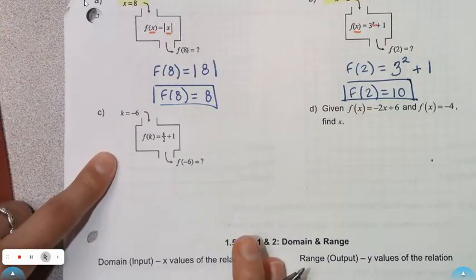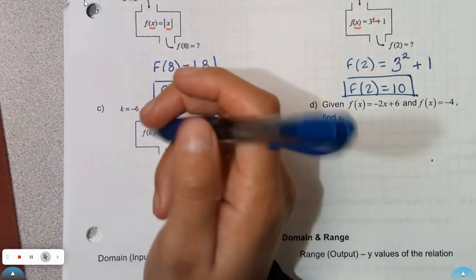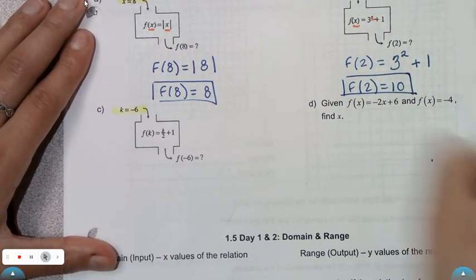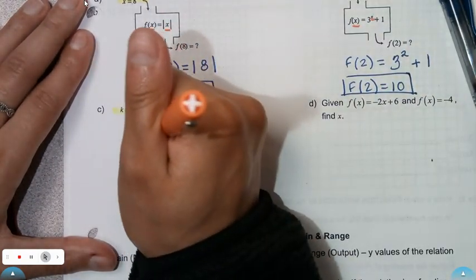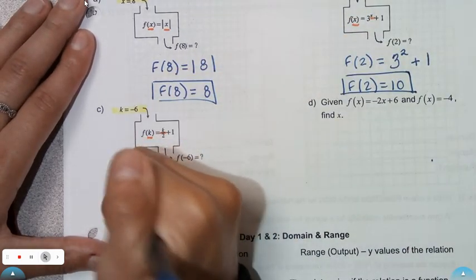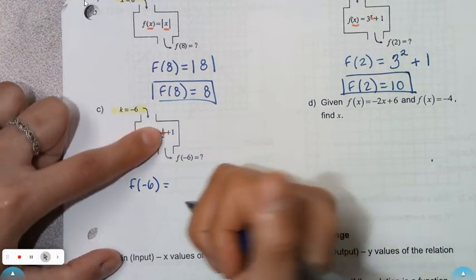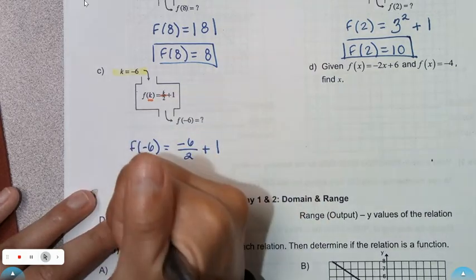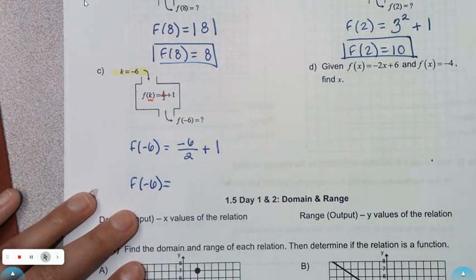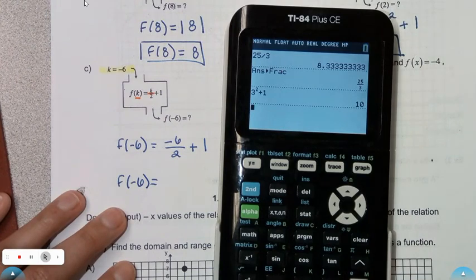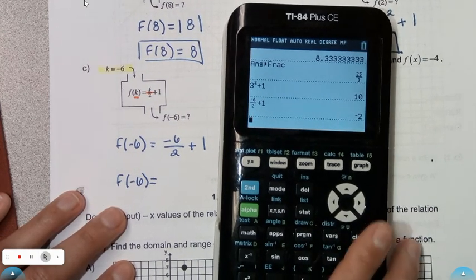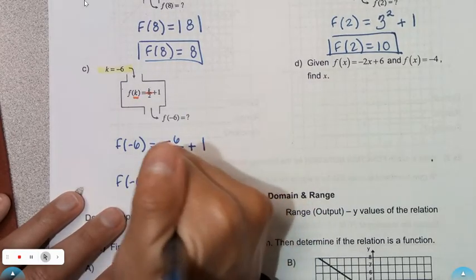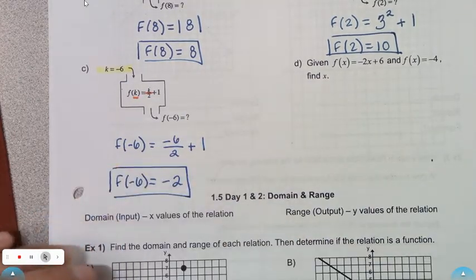Okay, perfect. Let's try letter C. So anywhere I see the letter k, I'm going to plug in -6 instead, and I see it in 2 spots. So I have f of -6 equals -6 over 2 plus 1. So f of -6 equals, remember to make a fraction, you do alpha y equals, enter. So -6 over 2, and then plus 1. I get -2. All right, good so far.